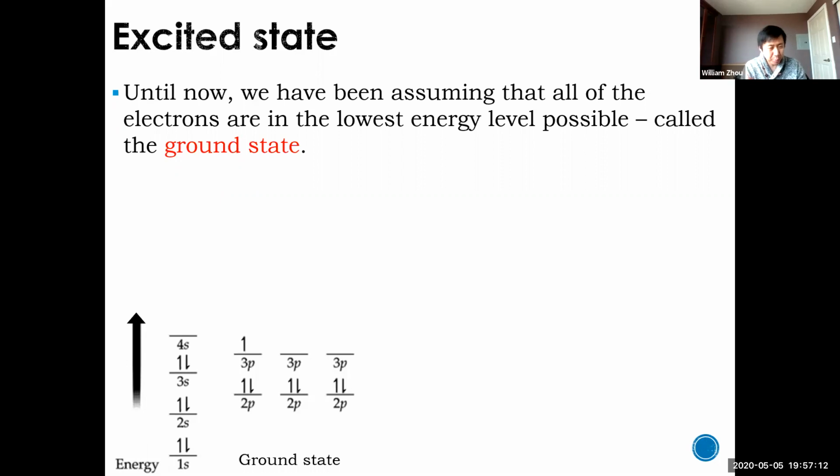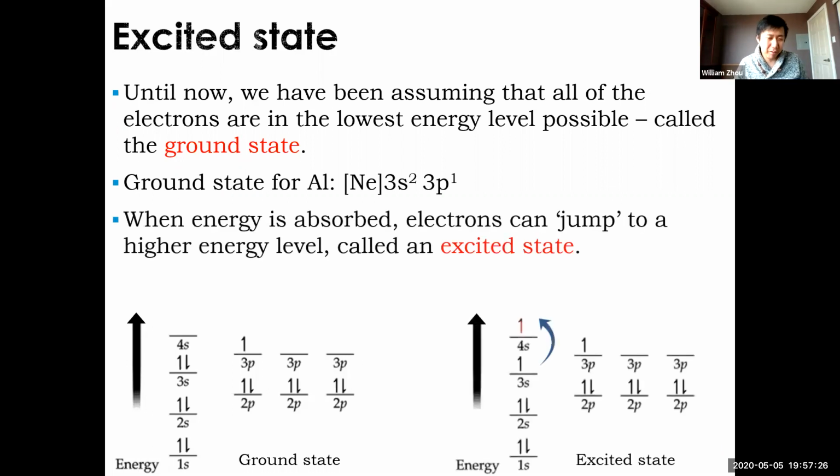So there's aluminum again. Okay, that's ground state aluminum. 3s2, 3p1. Okay, we've learned that already. Now let's say somebody shines light on this aluminum. Some electrons, namely one of them in 3s, got excited, absorbed the light, and jumped to 4s. Now that would be excited aluminum. Okay, so this is still aluminum, it's just that one of the electrons is in a higher energy level than it should be.